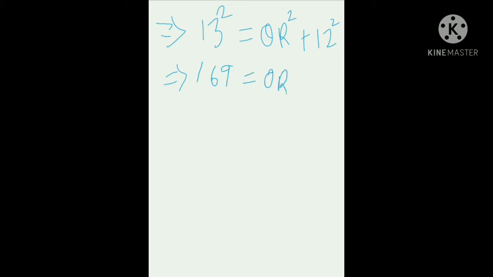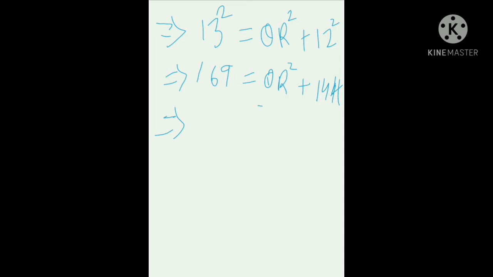After this, we will put in the values. PR is given, that is 13 square, and QR is not given, we have to find it, so QR will remain the same, and then plus PQ square. PQ is given as 12. Now we will find the square of 13, which is 169. Then QR square remains the same, plus 12 square, and the square of 12 gives us 144.